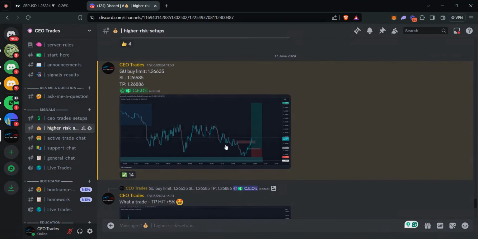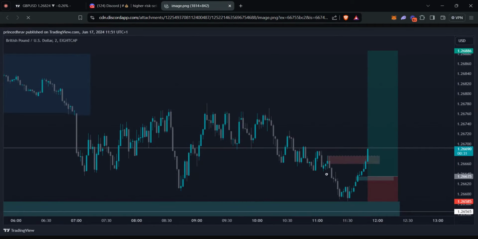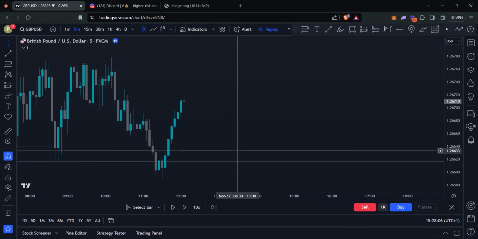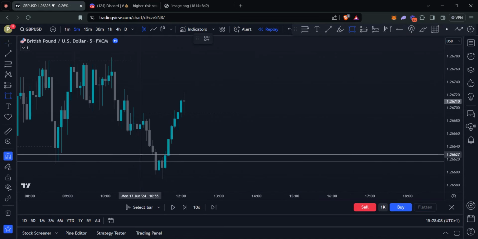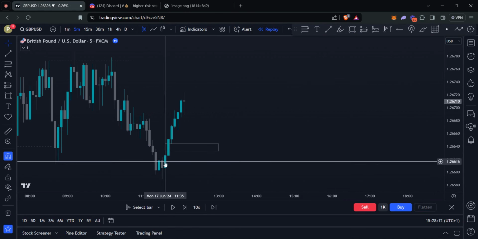And as we can see right here, I sent this buy limit into the Discord, and we were looking to take an entry right here on this fair value gap. So if we go back to the charts, what we can see is that right here we have this beautiful fair value gap in the charts that caused price to give us that market structure shift.